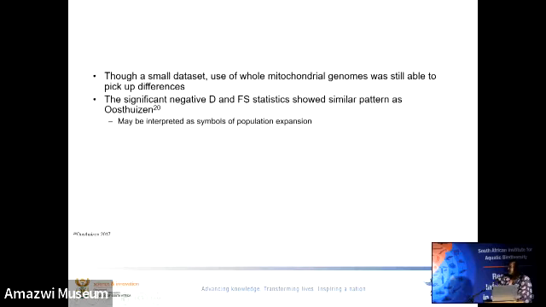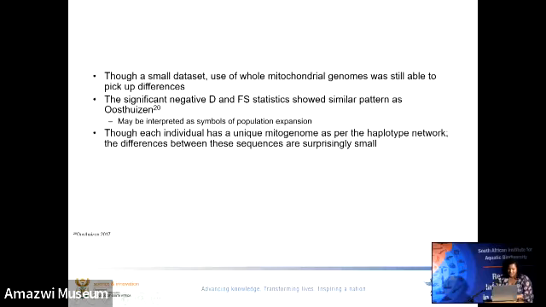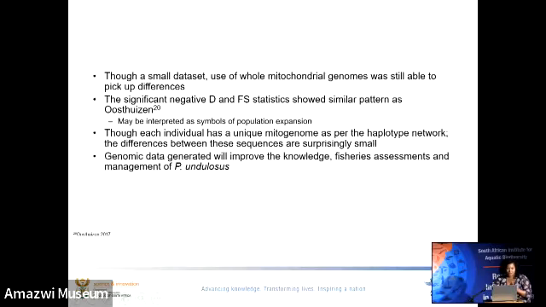The negative neutrality stats basically showed a similar pattern to a PhD study done by Oosthuizen. However, he just looked at the ND2 gene, and this result may be interpreted as population expansion. And though each individual's mitogenome is unique, they still picked up small sequences between them. Of course, the use of genomic data will help improve the knowledge, fisheries assessment and management of the species.